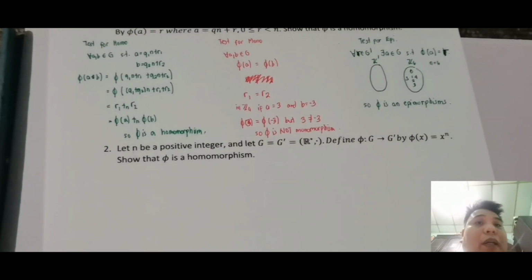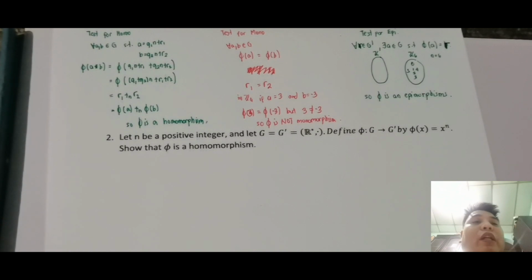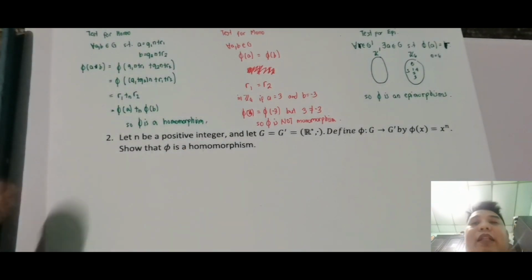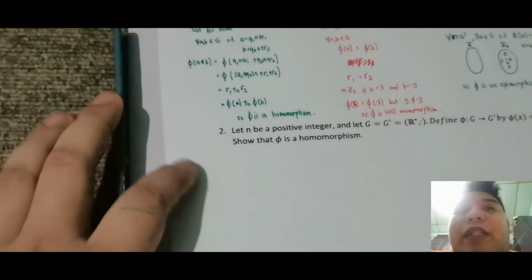Okay, so now, if we add a little computation, I think this is where our computation comes in. Okay, so let n be a positive integer and let G be equal to G prime is equal to R asterisk, multiplication, defined by P, that is, G prime by P of x is equal to x raised to n. So again, that's not shown, please delete that. So we already know it is a homomorphism, so we continue to being a monomorphism, then to its epimorphism.